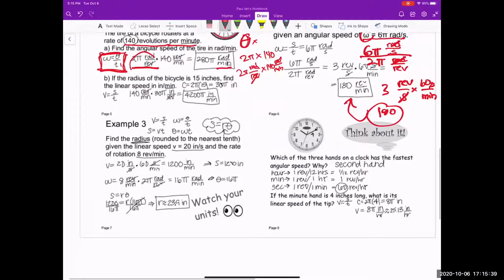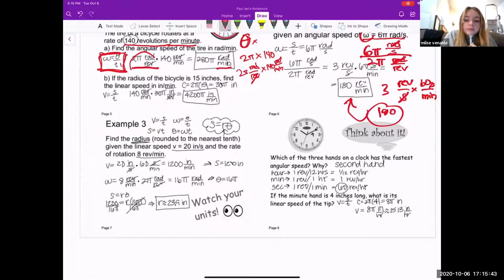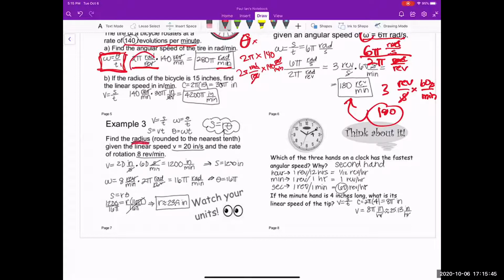Okay, so example 3. Let's take a look at this one. Find the radius now. What are you given here? This is a little bit complicated, because he gives you the linear speed and the rate of rotation, which is your theta. He gives you theta here. So you have to find the linear speed first.